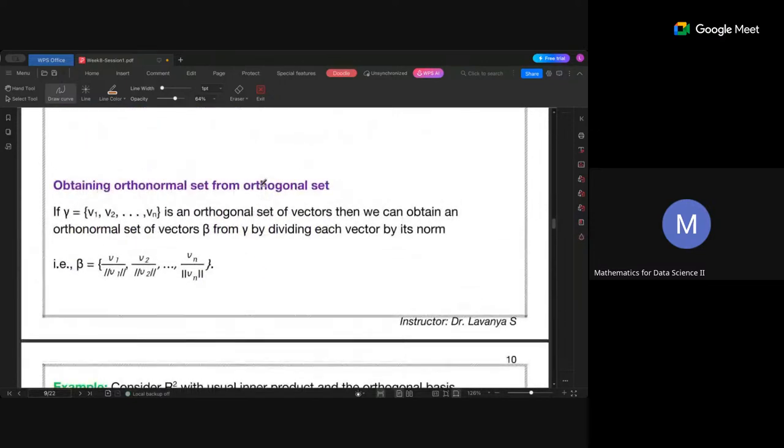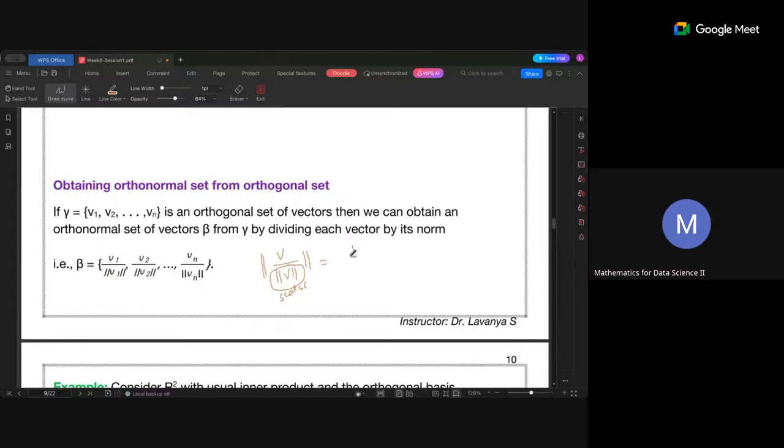Okay. So how do you obtain an orthonormal set from an orthogonal set? Suppose you are given a set of orthogonal vectors, then obtaining an orthonormal set is very simple. You just have to divide each of the vectors by its norm. Then what happens? Suppose you have some vector v and you have norm v in the denominator. Now this is a scalar.